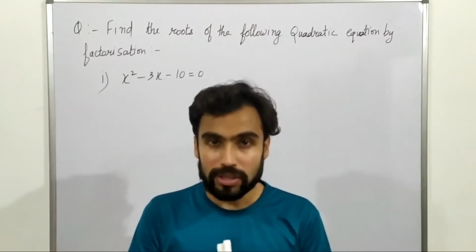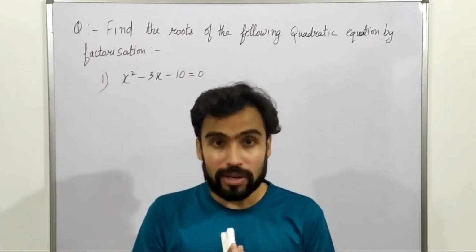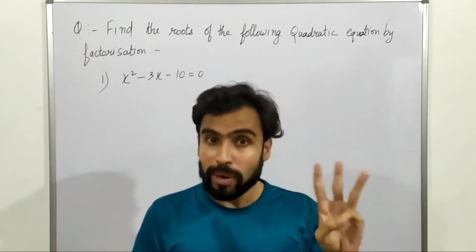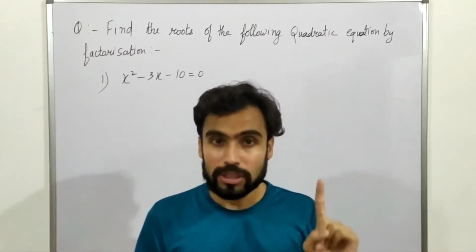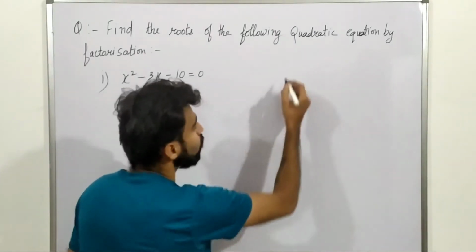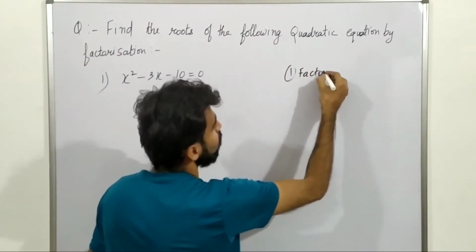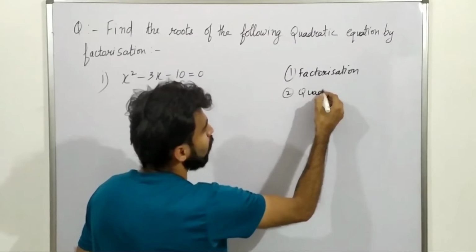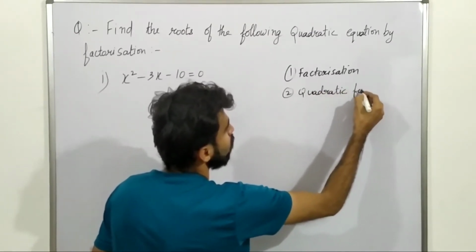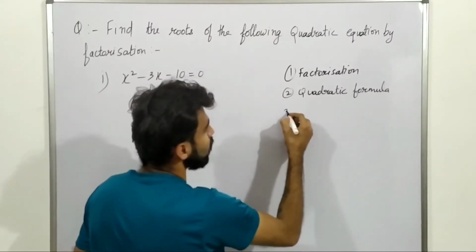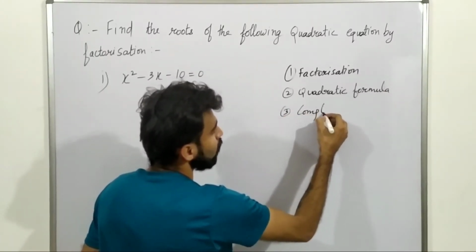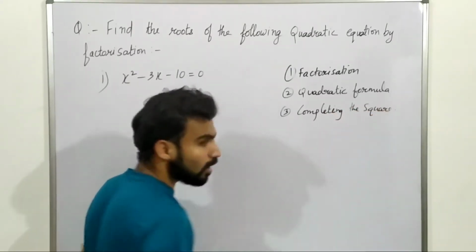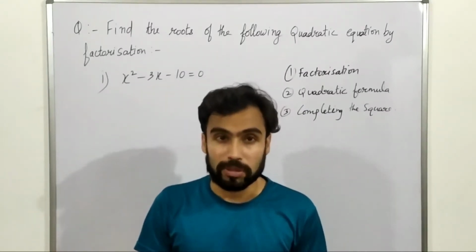Now let's move one step further here and discuss the core of this chapter. Now here the basic thing is we have to simply find out the roots of a quadratic equation. Now there are three methods which we are going to discuss in this chapter. The first method is factorization method. The second one is quadratic formula. And the third one is completing the square. So these are the three methods which we are going to discuss in this chapter to find out the roots of a quadratic equation.